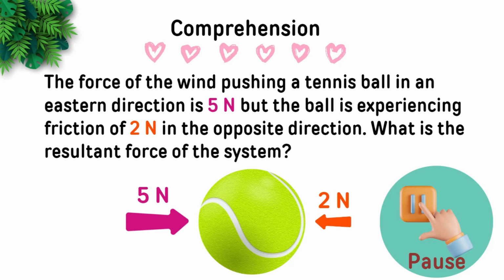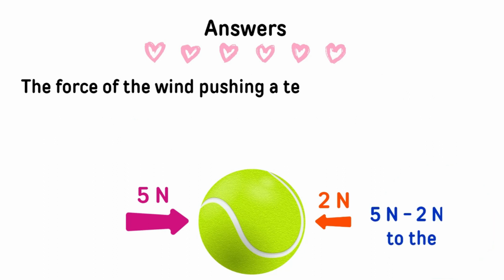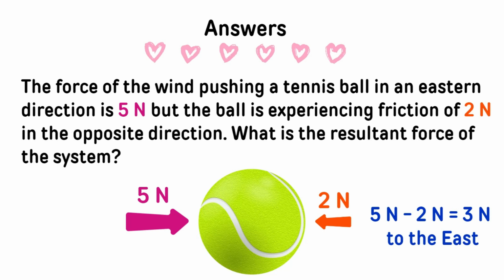Comprehension. The force of the wind pushing a tennis ball in an eastern direction is 5 newtons, but the ball is experiencing friction of 2 newtons in the opposite direction. What is the resultant force of the system? You may pause this video to solve the question. If you got 3 newtons to the east, then you are correct because two forces are parallel to each other, however, they're moving in opposite directions to each other. Hence, there'll be a subtraction of the smaller number from the larger number.